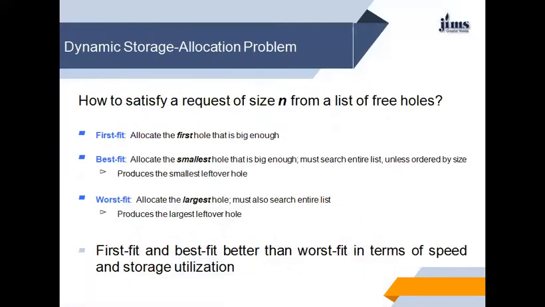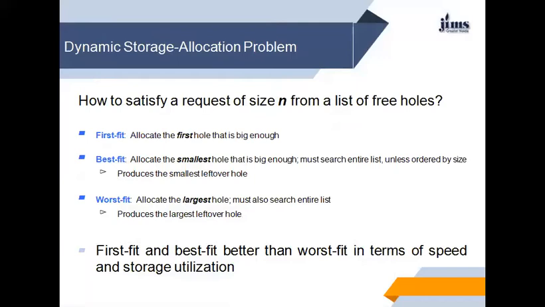Dynamic storage allocation. If a hole or some free memory is available, how do we satisfy a request of size n from a list of free holes? I mean, when a new process is coming and there is free hole memory, how should the request be granted? Actually, there are three cases: first fit, best fit, and worst fit.